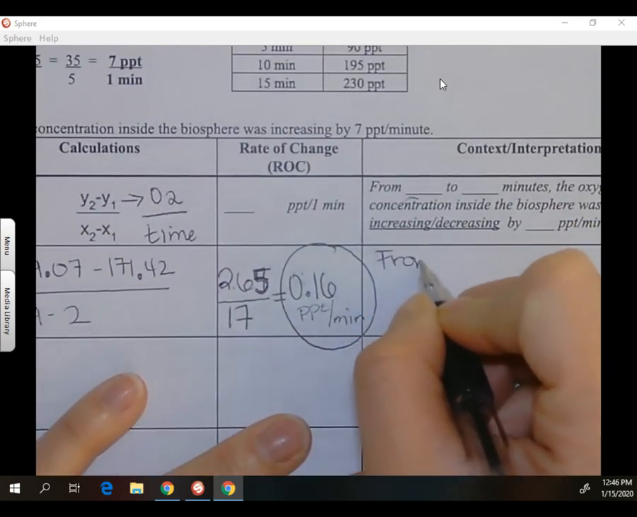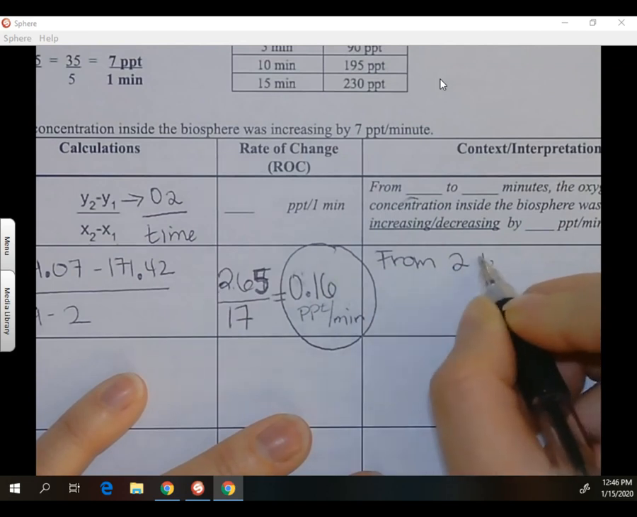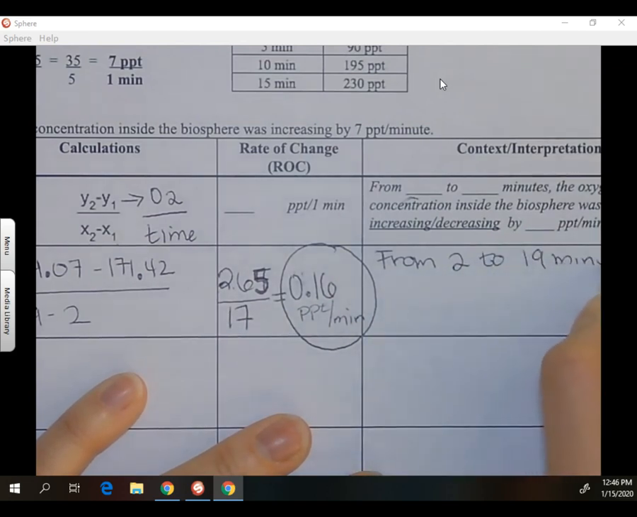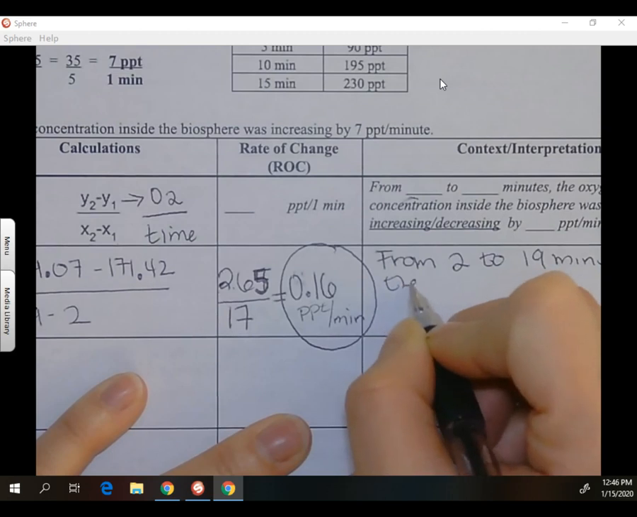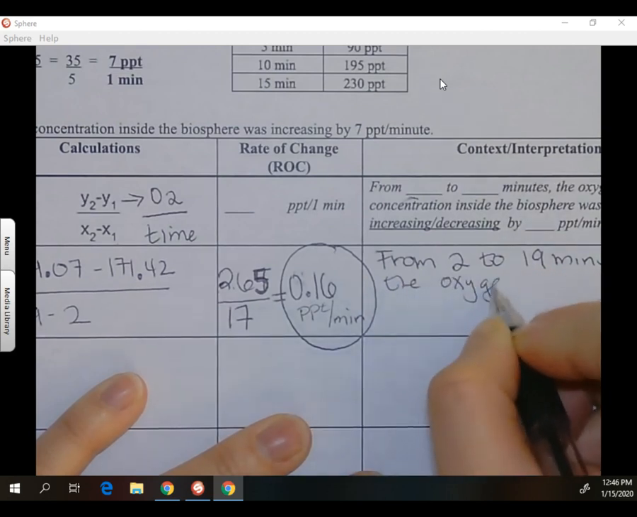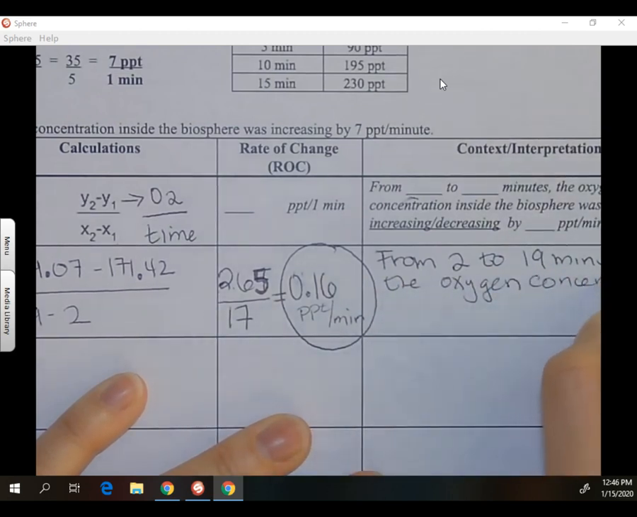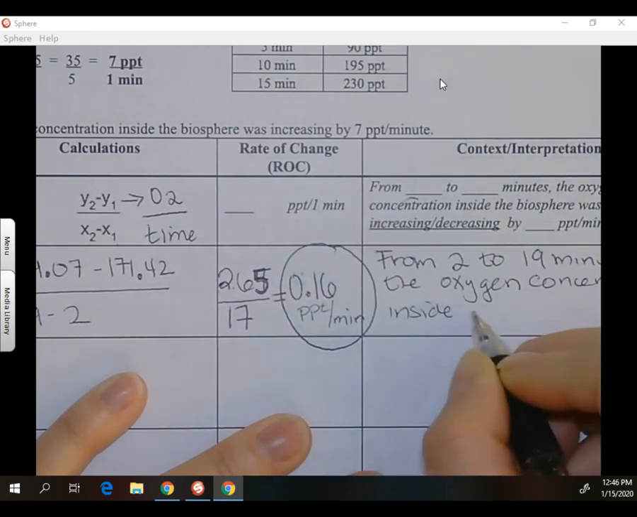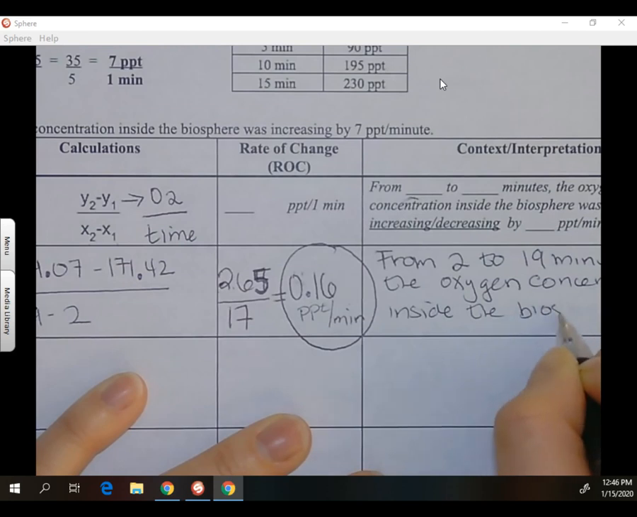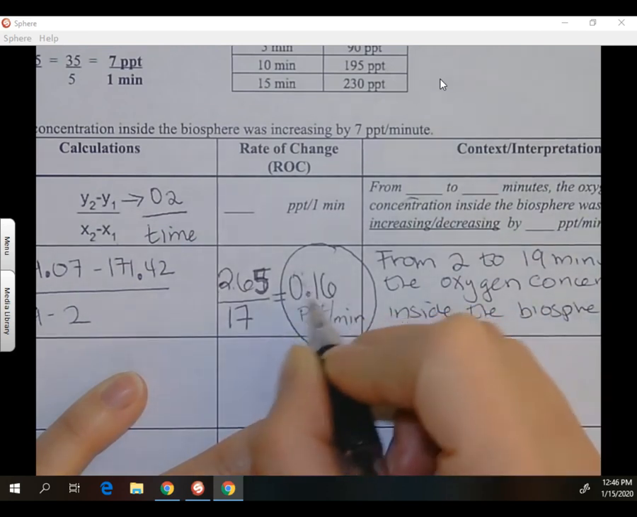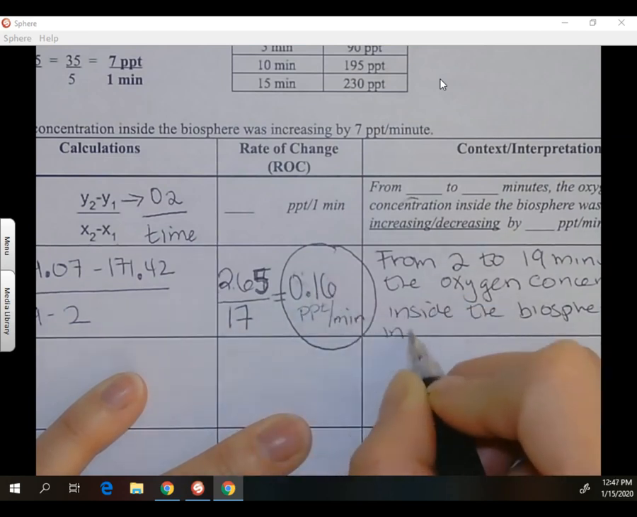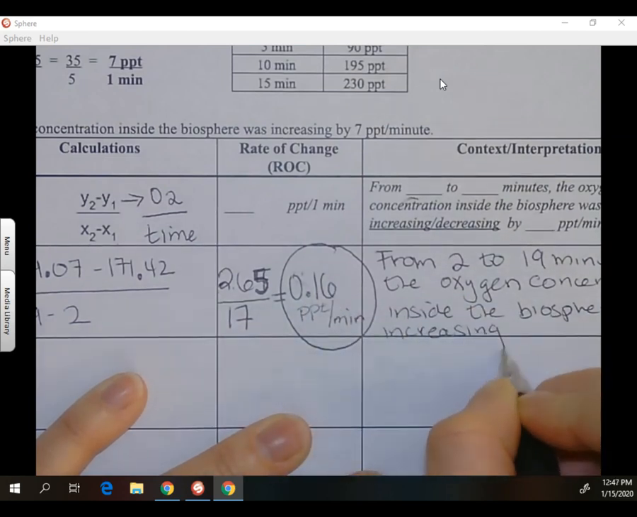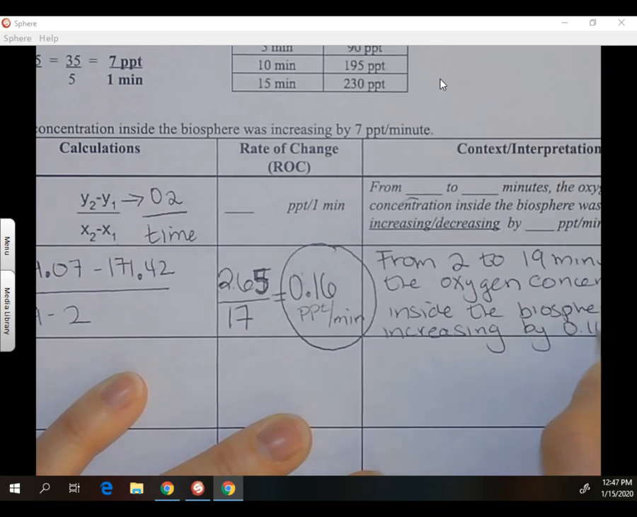So from 2 to 19 minutes, the oxygen concentration inside the biosphere was increasing, because it's a positive number, which means increasing, by 0.16 ppt per minute.